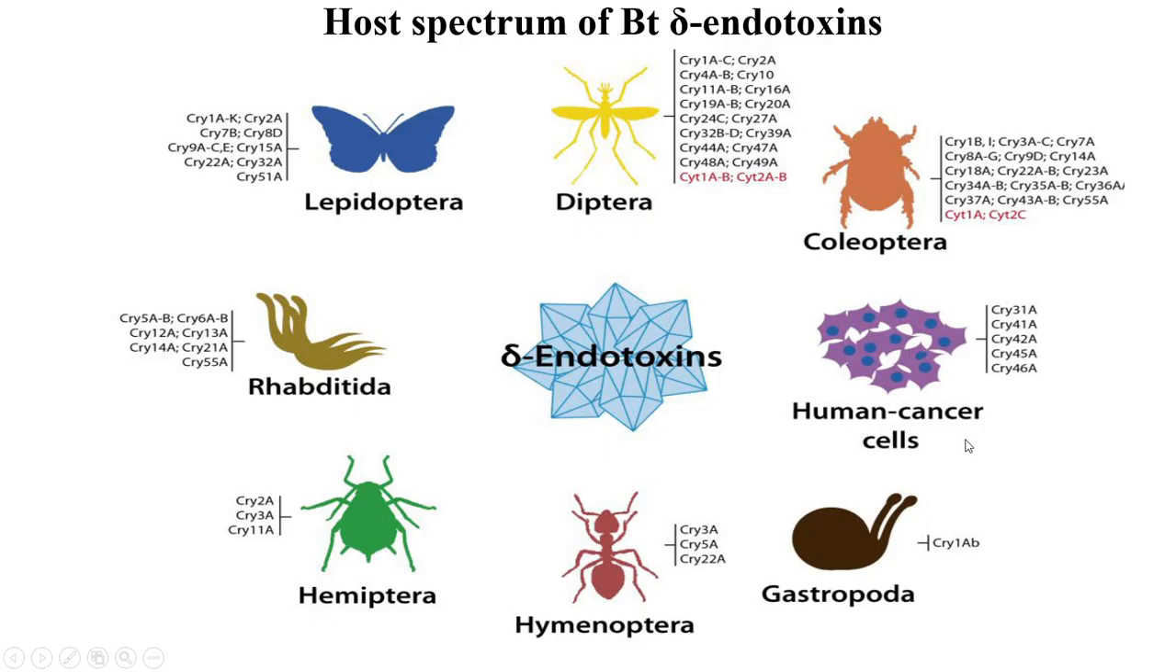So they have different genes. Similarly, gastropoda, snails, hymenoptera, hemiptera, and even some strains which can kill nematodes also. So they have nematocidal activity also. So this is the whole spectrum. From this slide, you can understand that this bacterium is so important for mankind.